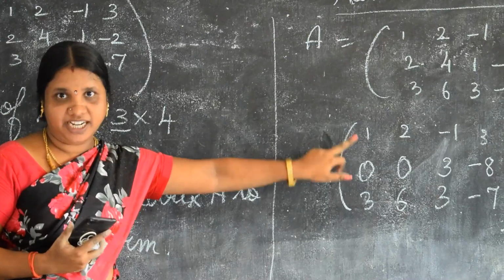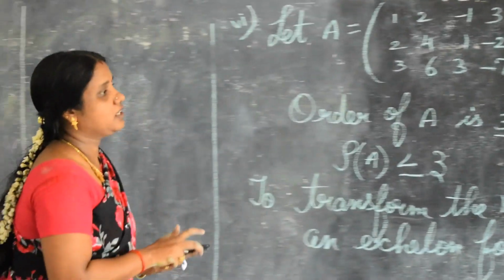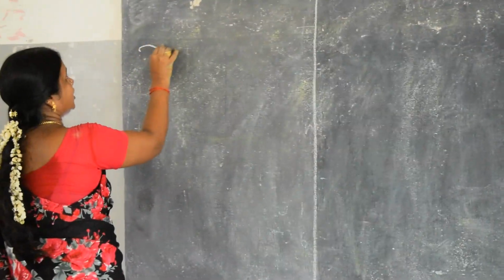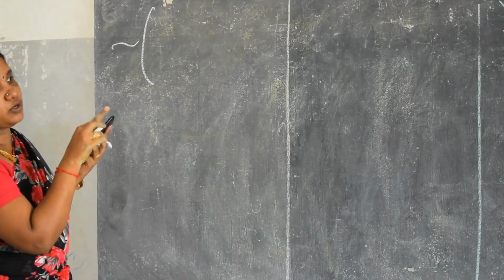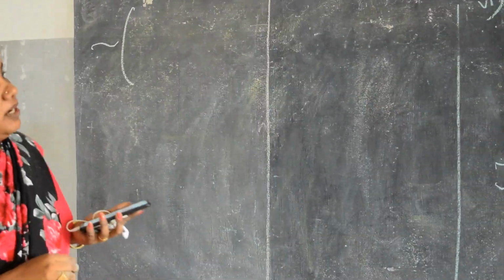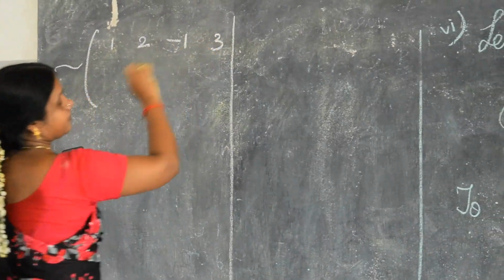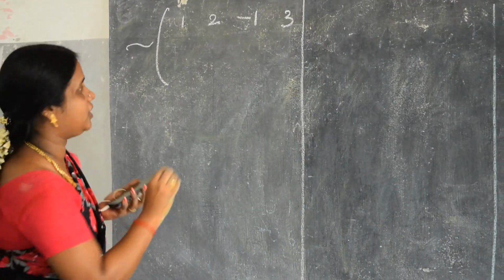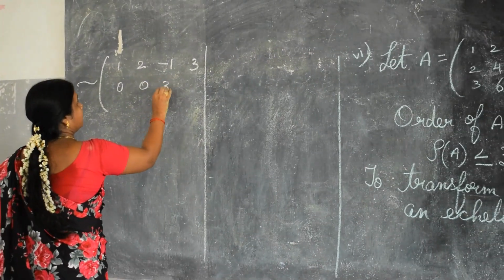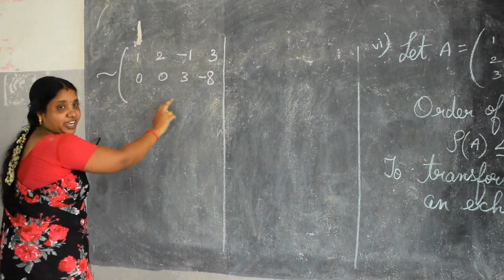So this is equivalent to, you should not change the first row and second row. What is our first row element? 1, 2, minus 1, 3. Second row we got 0, 0, 3, minus 8. I have to find the third row. So R3 I have to find.